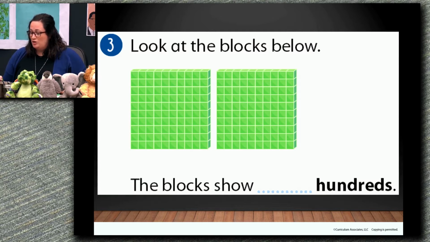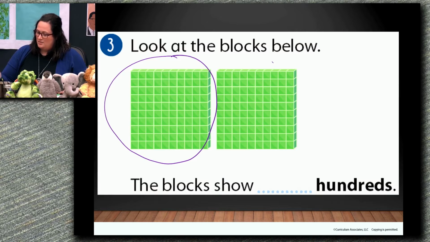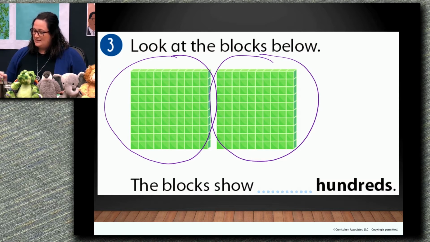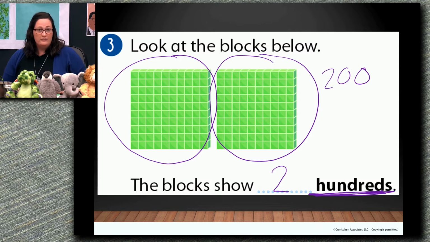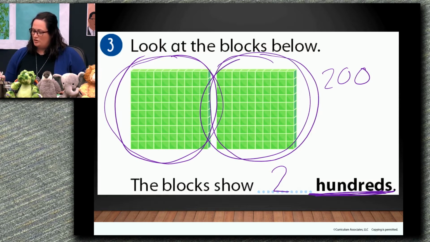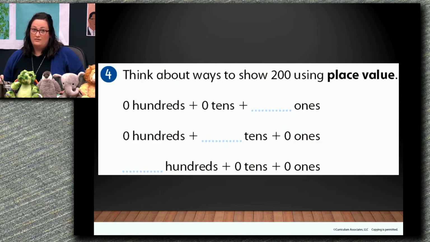Look at the blocks below. The blocks show how many hundreds. How many hundreds do you see? 2. There are 2 hundreds. It's a word. There's not 200 hundreds, are there? Are there 200 of these blocks? No. There's 1, 2. There are 2 hundreds. It can be very tricky.